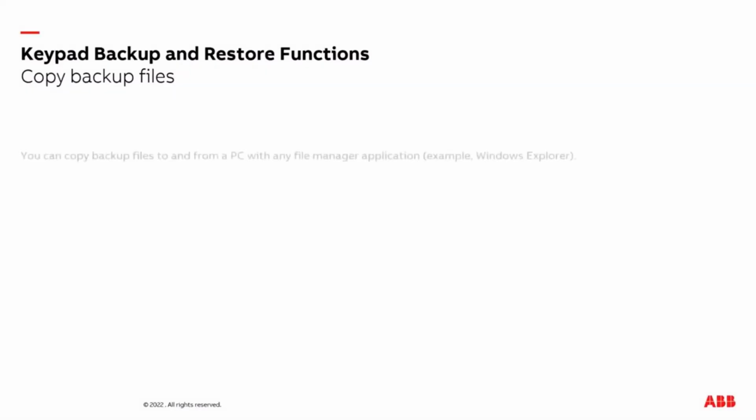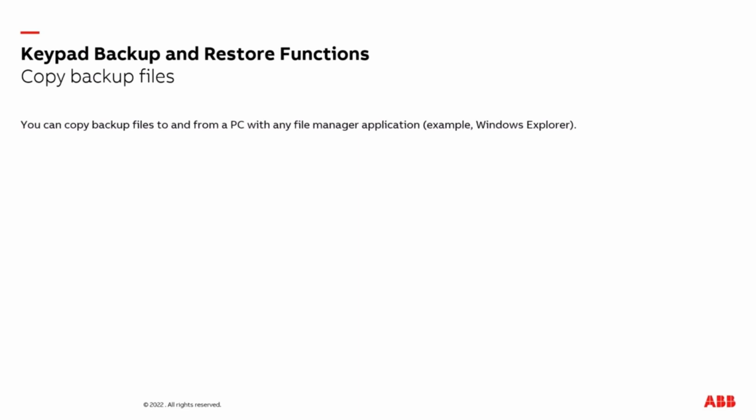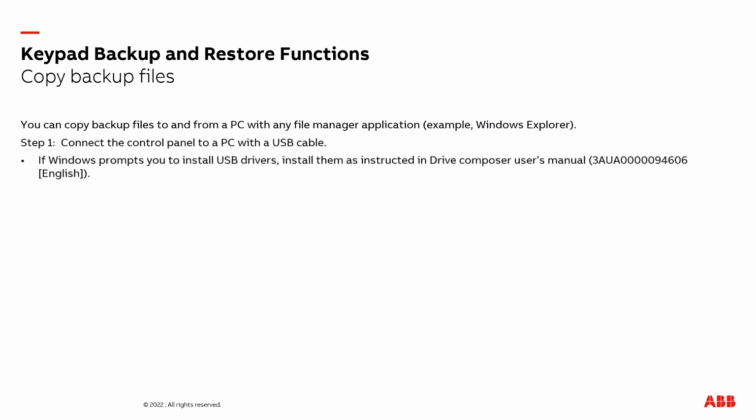Let's review copy backup files. You can copy backup files from any PC with any file manager application, for example Windows Explorer. Step 1, connect the control panel to a PC with a USB cable. If Windows prompts you to install a USB driver, install them as instructed in the Drive Composer user manual.